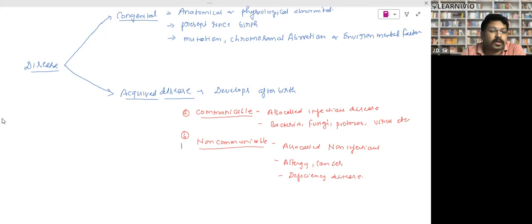The second type are acquired diseases that are not communicable. The person acquires these diseases after birth, but they are also called non-infectious diseases. They are not communicated to others. For example, a person has an allergy to certain things, which is not transferable. A person gets affected by cancer; they are non-communicable diseases. They may be deficiency diseases, where a person has a deficiency of a certain nutrient or a certain hormone, right? So these are the kinds of diseases. Is that clear? Yes, sir.